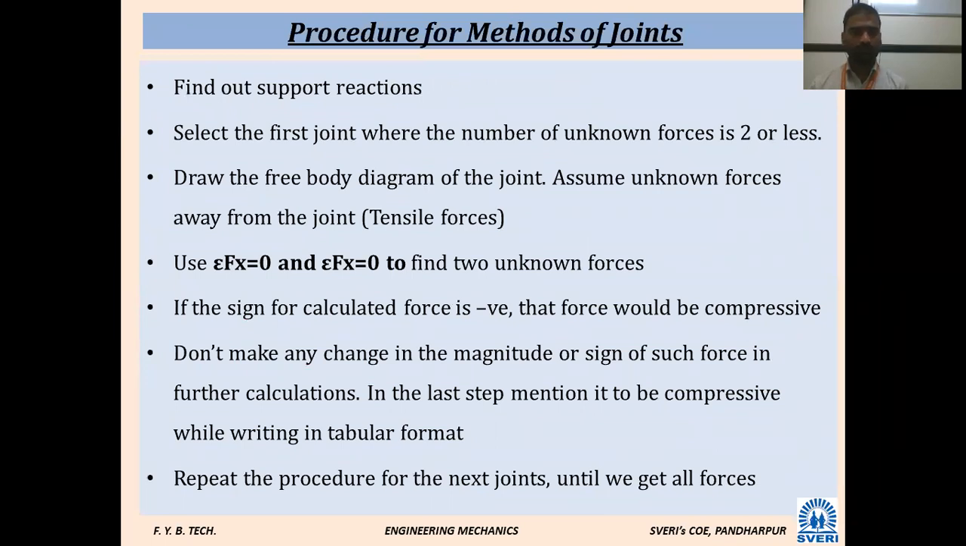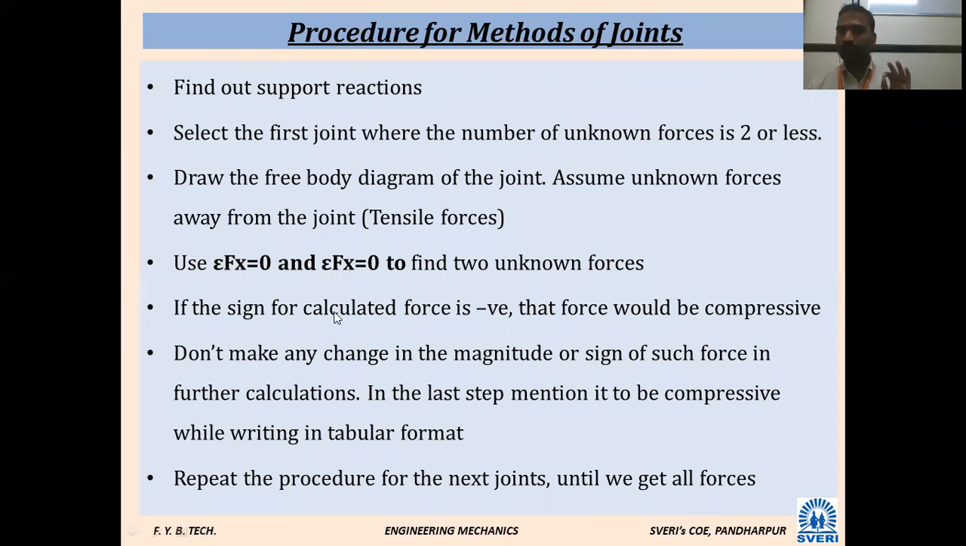So find out the support reactions. Select the first joint. The number of unknown members should be 2 or less. Draw the free body diagram of a joint. Assume the unknown forces away from the joint, that is tensile force. Use sigma Fx, sigma Fy equal to 0. This should be sigma Fy. Okay, sigma Fy it is.